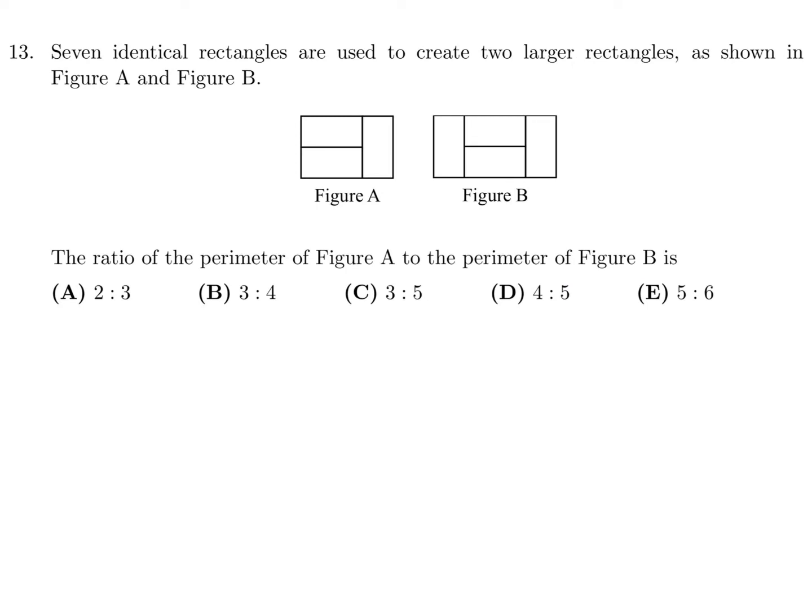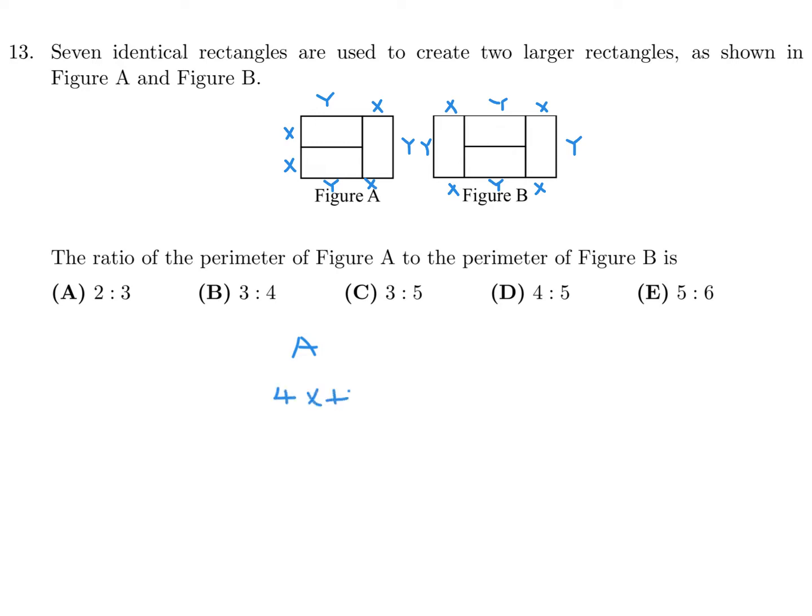7 identical rectangles are used to create two larger rectangles as shown, figure A, figure B. The ratio of the perimeter of A to B is, okay? So let's label this. I'm going to label this side Y and this side X. So all of these will be X. This is X. And this is Y. And this looks like Y and X. Same thing, they're identical. So this is also X, this is X, this is also Y, Y, Y, X, X, and Y.